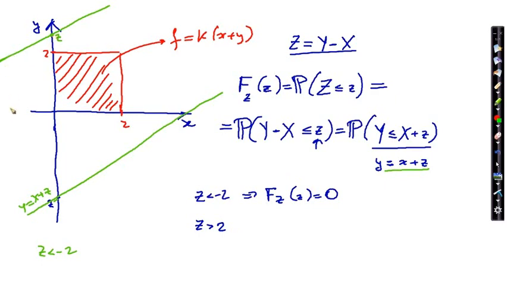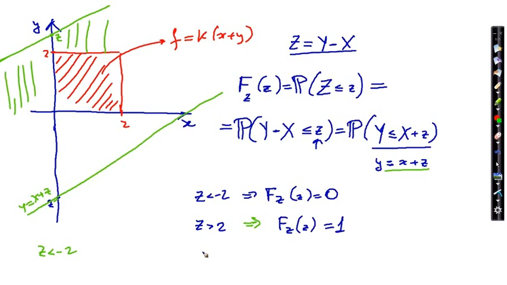And I am calculating the probability that my point will be under this. Of course, that is the probability that my point will be inside this square. And the probability that my point is inside this square is 1, just because my point will be only in this region. F is 0 outside. So in this case, F_Z at the point z is 1.